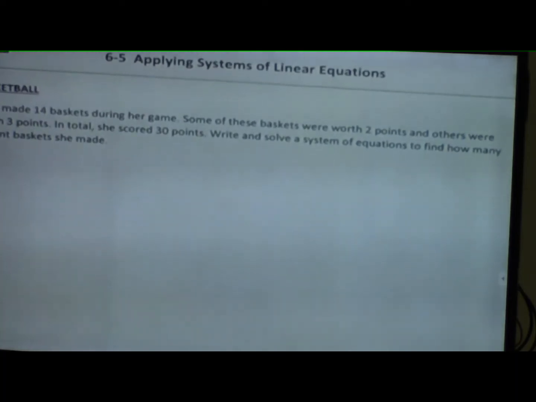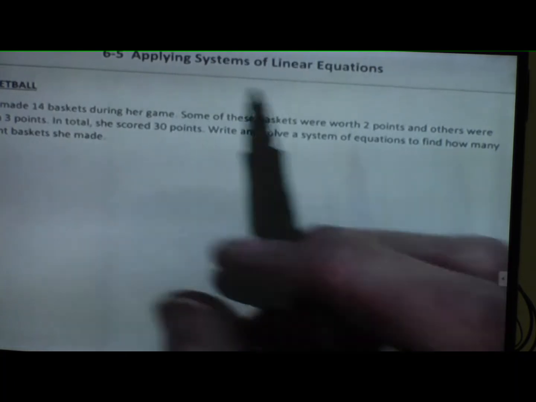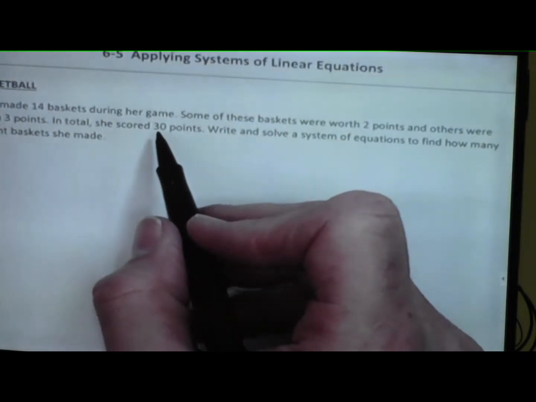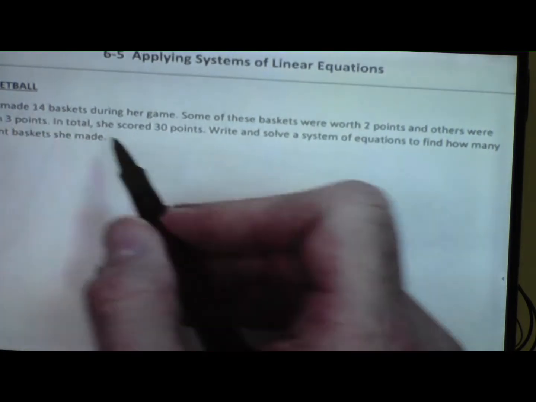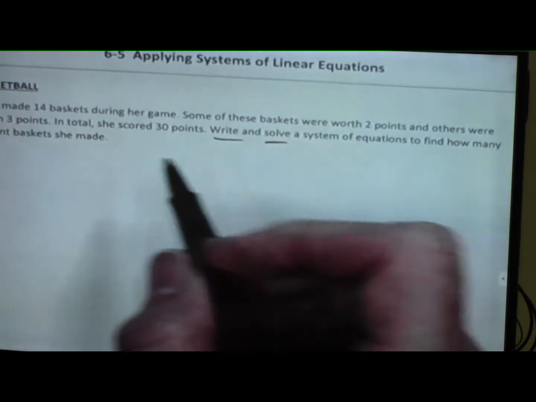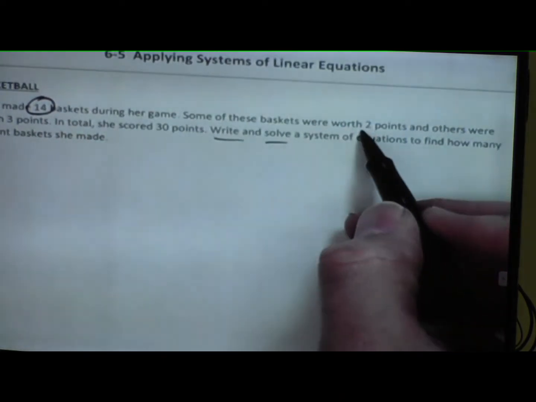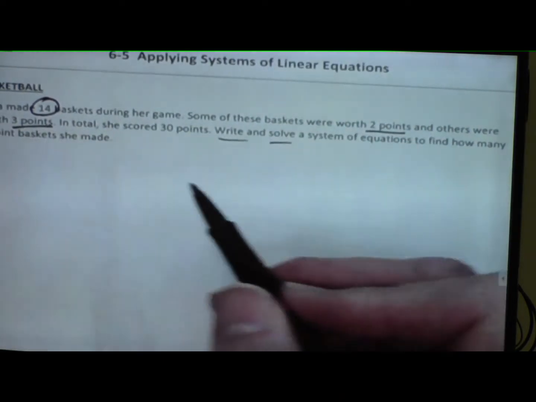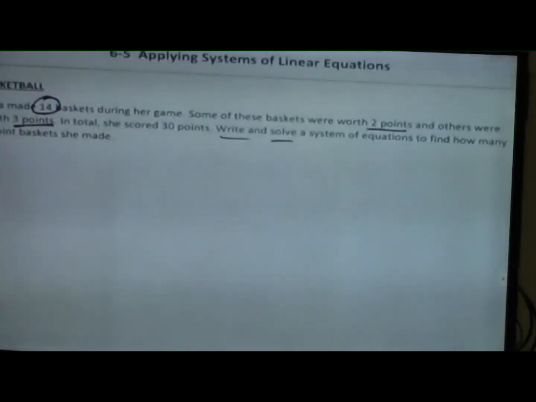Anya made 14 baskets during her game. Some of those baskets were worth 2 points and some were worth 3 points. In total, she scored 30 points. So you need to write and solve a system of equations. So 14 total baskets. Some of them are 2-pointers, some of them are 3-pointers. So the baskets worth 2 points should be a variable, the baskets worth 3 points should be a variable, and then you also know the amounts.